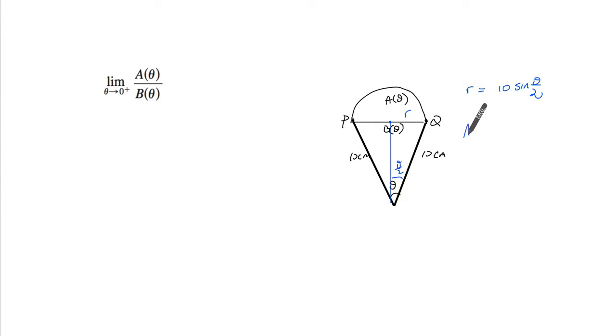Which means A(theta) is going to be half of pi r squared. If you square that, you get 100 sine squared theta over 2. So 50 pi, like that.